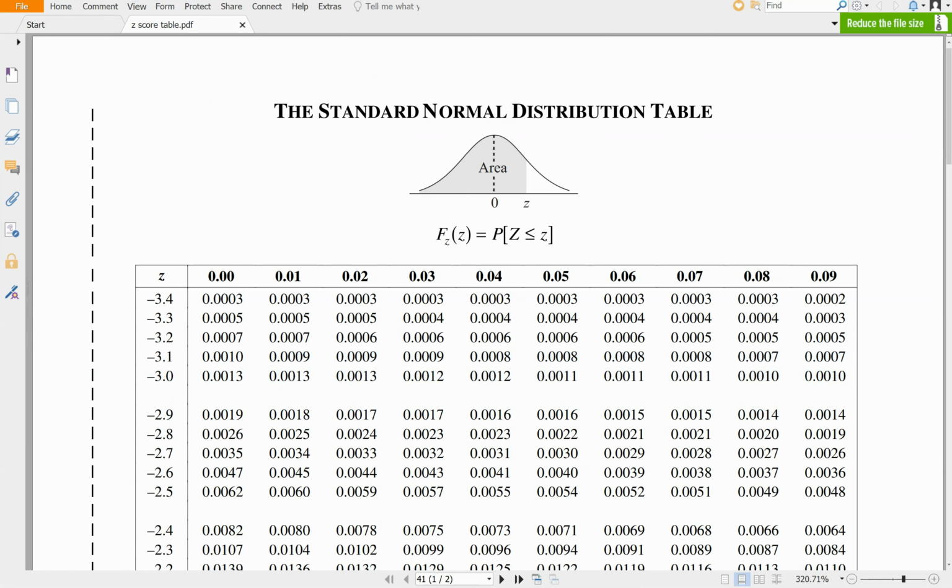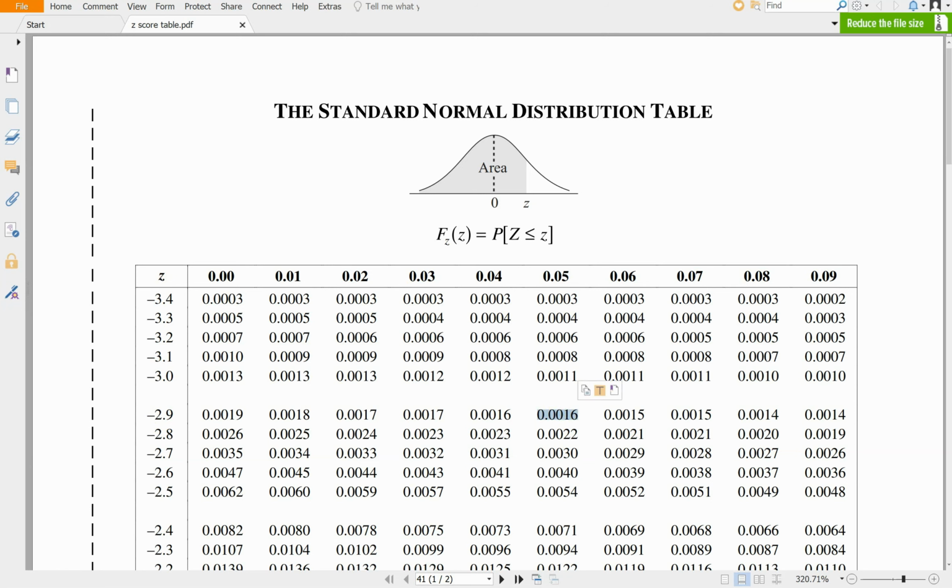This is the standard normal distribution table, the Z-score table. It's actually quite easy to understand. It's just a table like this. Here's the Z-score. If you know the Z-score for a particular value is, let's say, negative 2.95, then you just go to this table. Here's negative 2.9, and these are the hundredths place, so negative 2.95 will be right here.